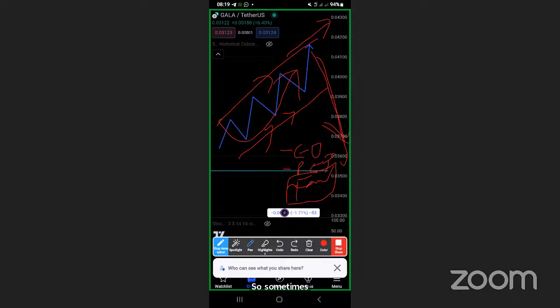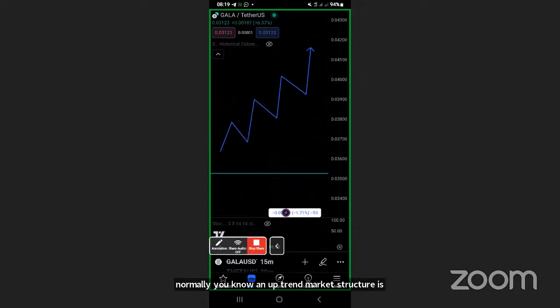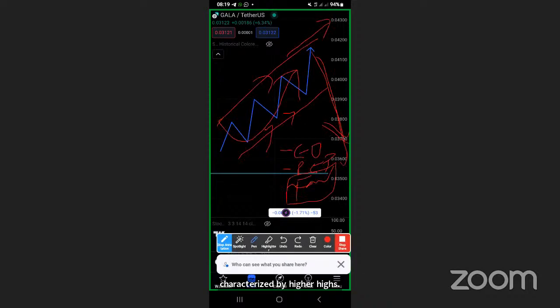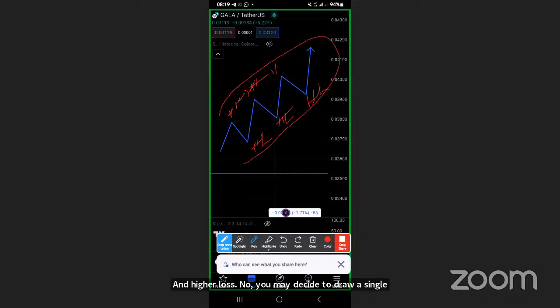So when you're going to monitor an uptrend, normally, an uptrend market structure is characterized by higher highs, a progressive buildup of higher highs, and higher lows. Now, you may decide to draw a single line to monitor this trend. Most times, if you want to draw it as a single line in an uptrend, you draw it from down.